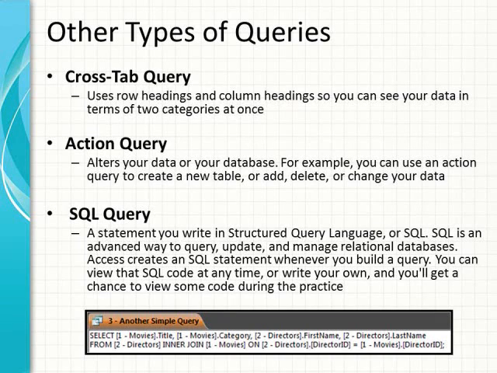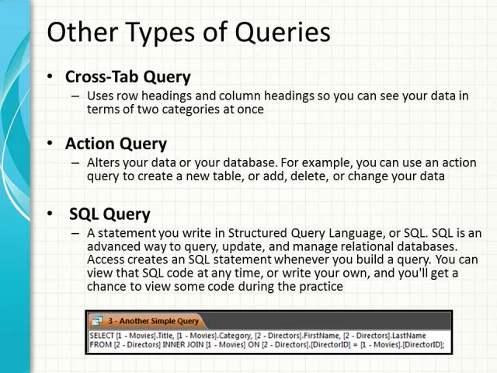There are a few other types of queries that we won't be getting into in our portfolio project. One's known as a crosstab query, and that uses row headings and column headings so that you can see your data in terms of these two different categories. Another type of query is the action query, and that actually alters your data in your database. For example, you can create an action query to create a completely new table, or add or delete any of the data in your tables.